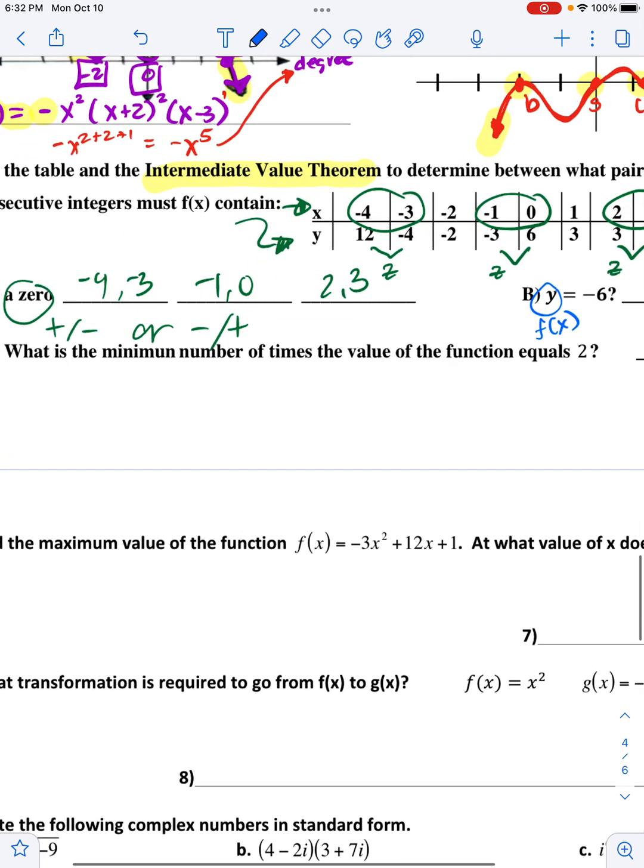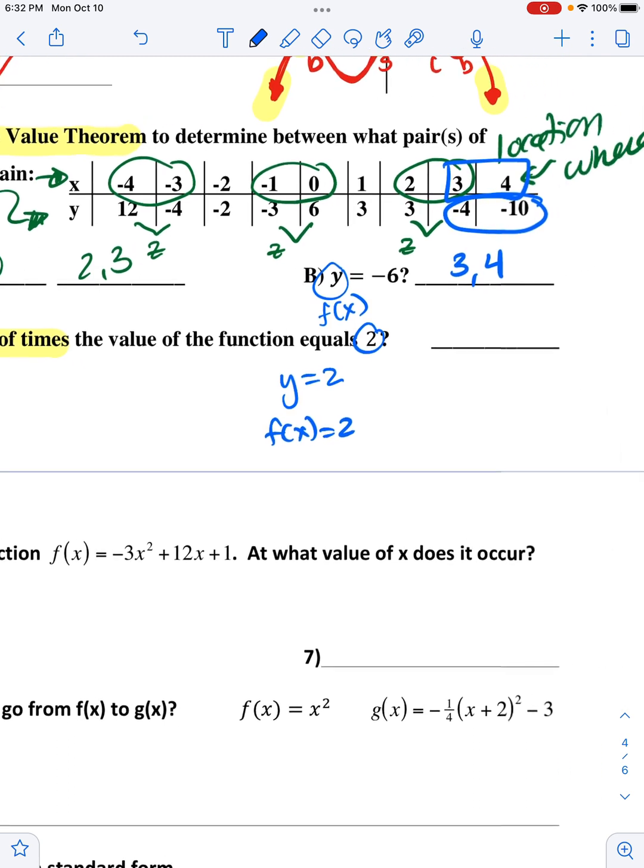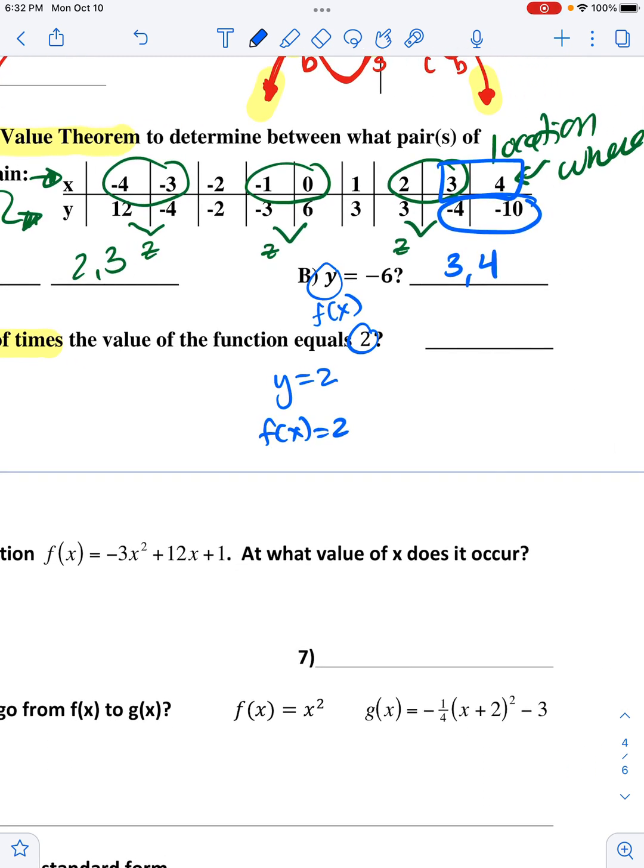This one is asking, because words matter, it says, what is the minimum number of times? It's not asking where. It's just saying, where will the function take on the value of 2? Meaning, where will y be 2? When will f of x be 2? How many places? So, same question as the previous. You're just looking for it to bypass 2.